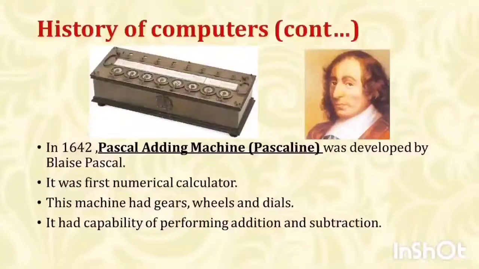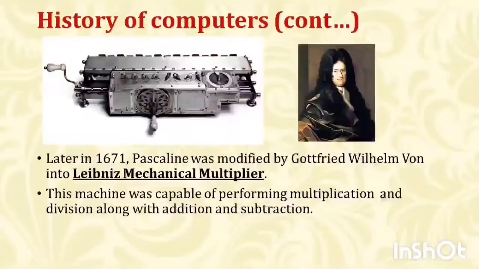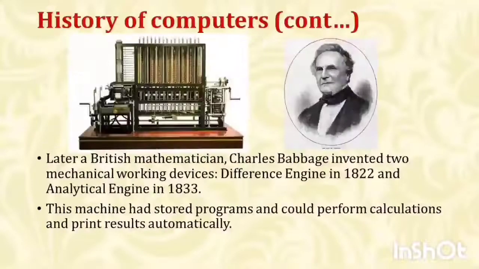Pascal was able to do only addition and subtraction, but this machine was able to perform multiplication and division along with addition and subtraction. Later, Charles Babbage, this is the image of Charles Babbage, as I told you before, was the father of the computer. So he invented two mechanical devices: the difference engine in 1822 and the analytical engine in 1833.